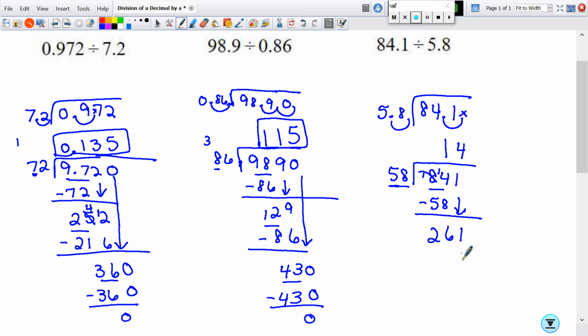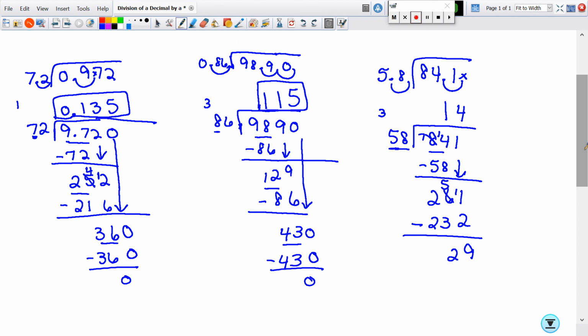4 times 8 is 32. Write down the 2. Carry the 3. 4 times 5 is 20. Plus 3 is 23. Okay, now we can subtract it. Okay, subtract. You have to take 1 from the 6, call it a 5. 11 take away 2 is 9. 5 take away 3 is 2. And the 2's cancel each other out. So now we've got a situation where we don't have 0, which means we are not finished.